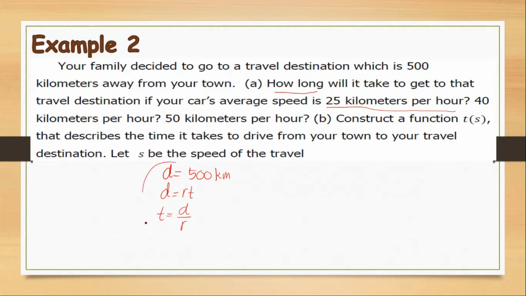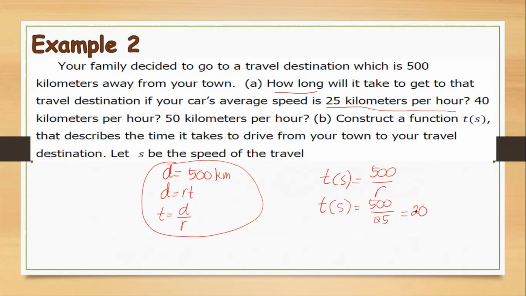So we can use t of s equals the distance, 500, over the rate. Then we can answer this one for 25 kilometers per hour. t of s equals 500 divided by 25. That is 20, so we have 20 hours.